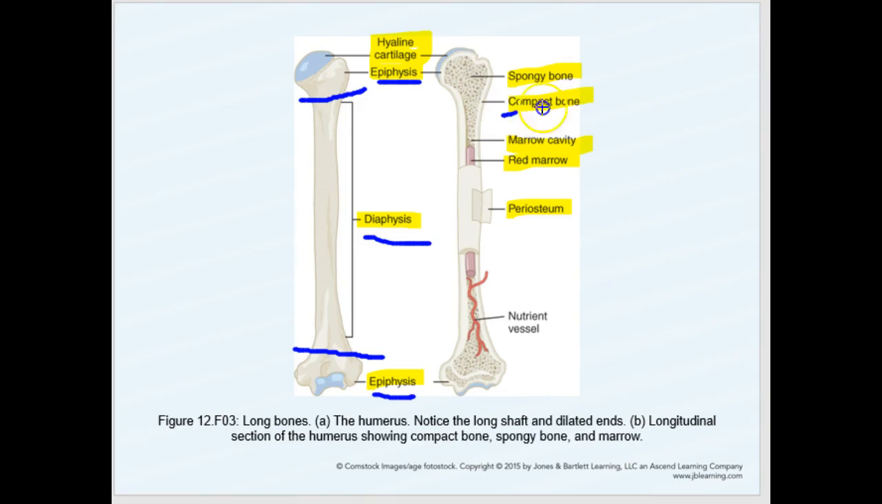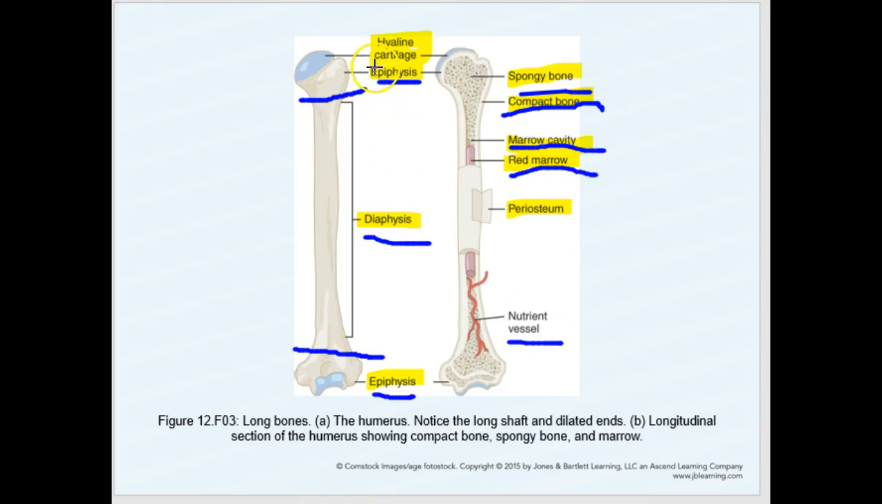On the outside, we have that nice compact bone. On the inside, we have spongy bone, which creates a marrow cavity, which may have red marrow in infants, most likely yellow marrow in the diaphysis in an adult. And here's a nutrient vessel, which shows us that it has a good, strong vascular supply.